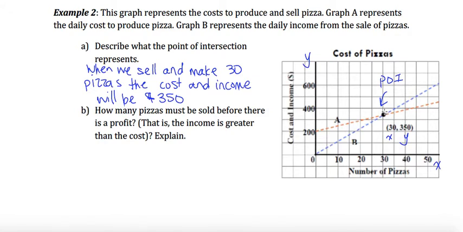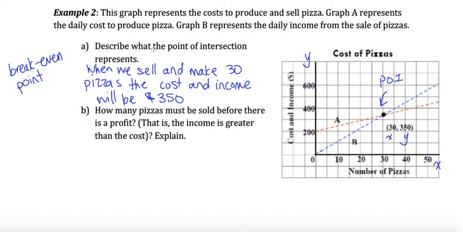So what that ends up being is your break-even point. So the cost is the same as your income. So you cancel each other out. So we want to know then how many pizzas must we sell in order to make a profit. So when is our income line greater than our cost line? Well, remember our blue line is our income line and our red line is our cost line. So when is, like I said, our income line greater than our cost line? Well, that happens after our point of intersection.